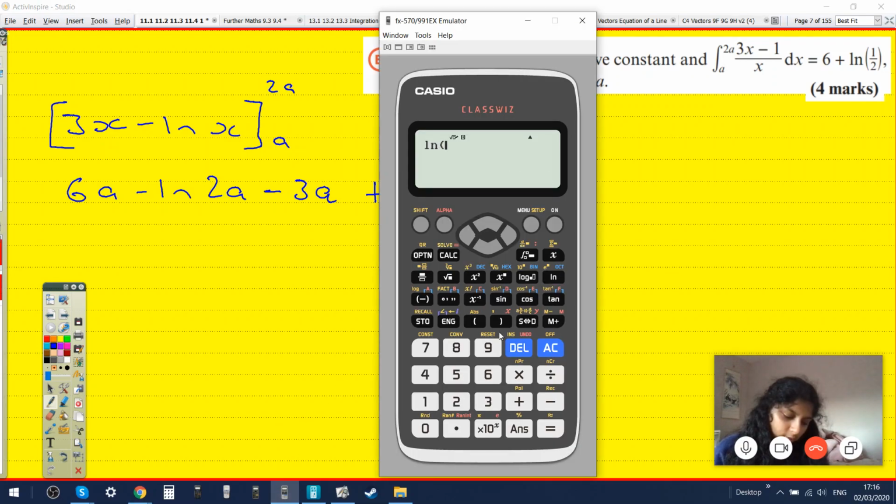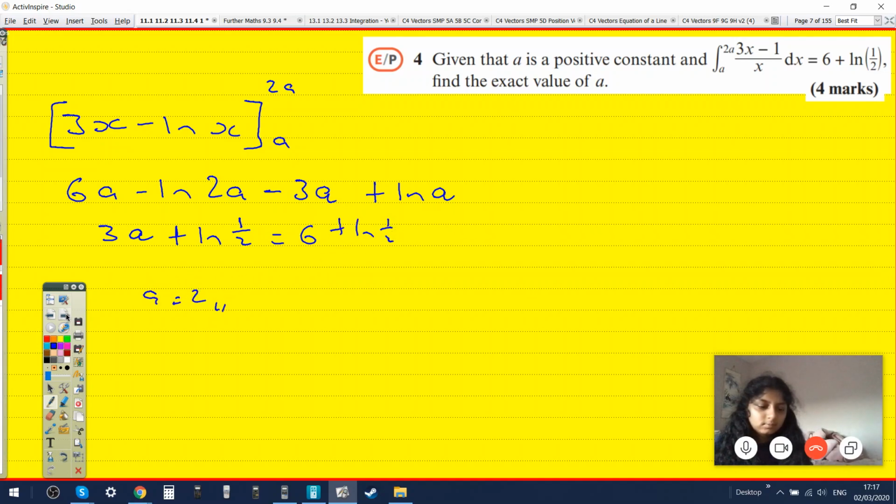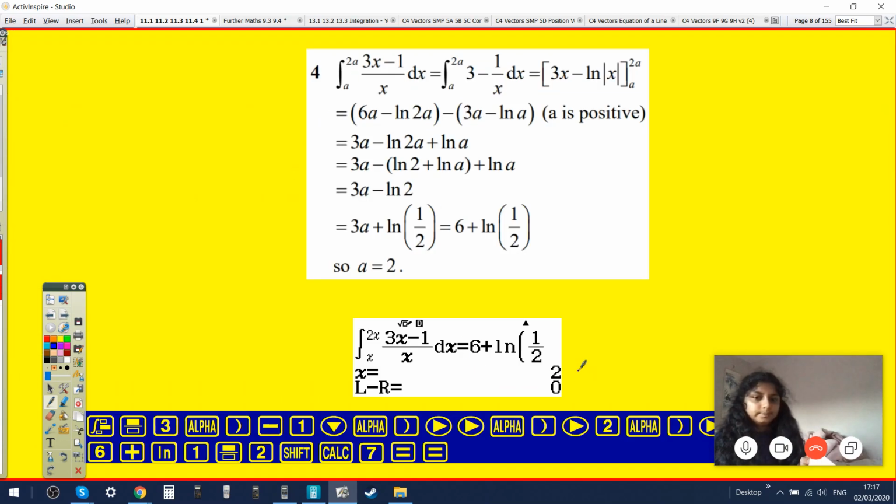So will that give you ln half plus ln half? Oh, and then you have to do 3a plus ln half is equal to 6 plus ln half, so a is equal to 2. Yeah, 6 plus ln a half, so even just by inspection. Great. A is equal to 2.